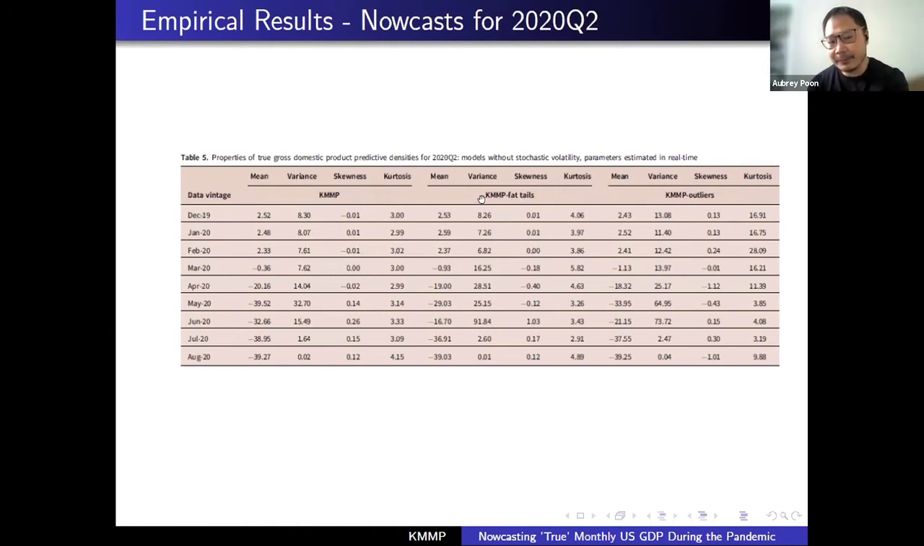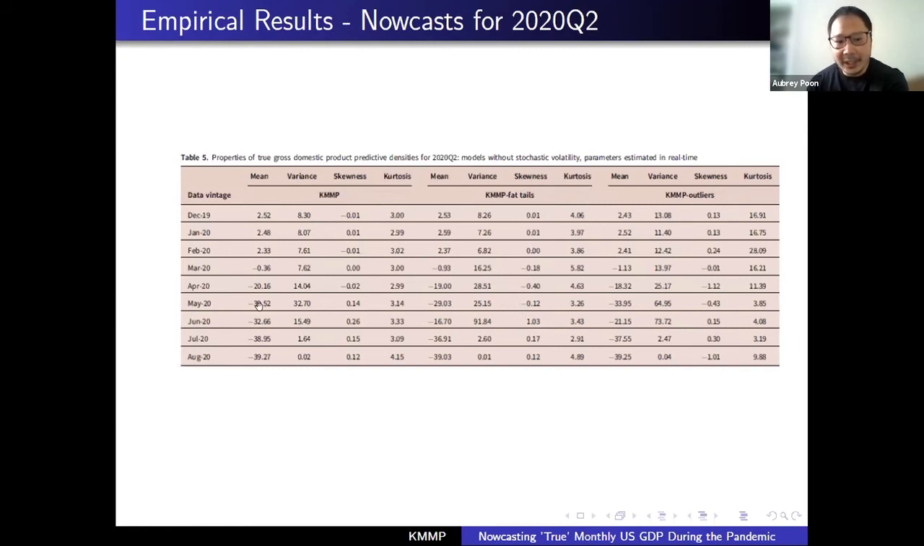And here, this is our model with only fat tails. There's no SV. And similar, this is the outlier adjusted of Stock and Watson, but no SV. So I guess the common theme is that as we go through each data vintage, our mean gets updated. So probably April, we start seeing that big drop. And similarly for all the other specifications, we see that.